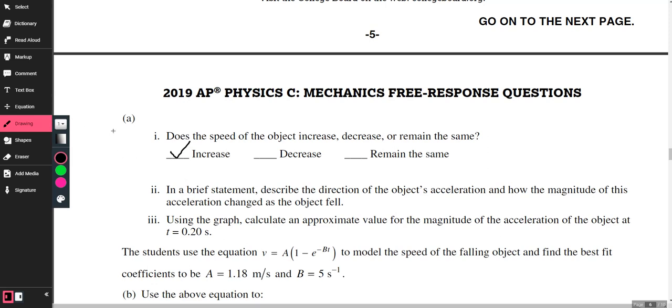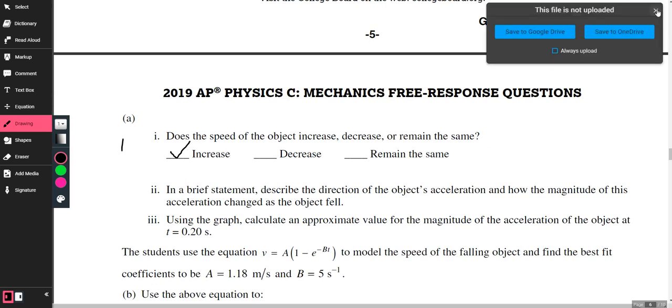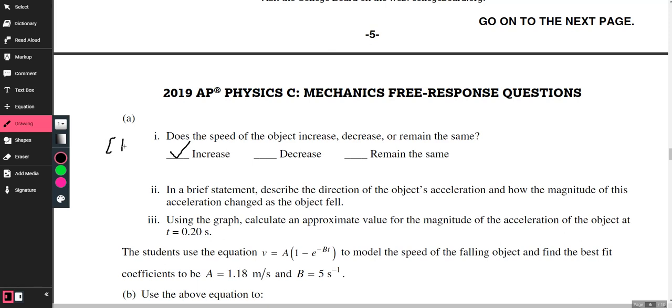Now, this actually is a 1 point question. Right? This is a 1 point question. There was really nothing else that you need to do here. So the second part says, in a brief description, describe the direction of the object's acceleration and how the magnitude of this acceleration changed as the object fell.